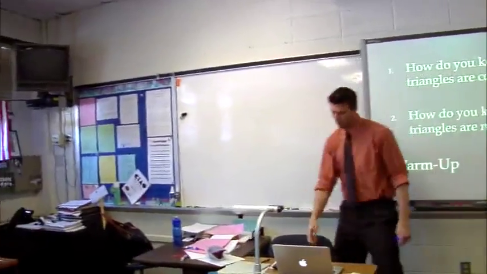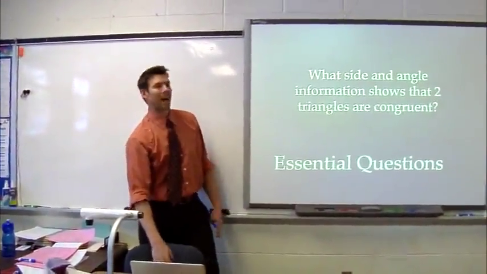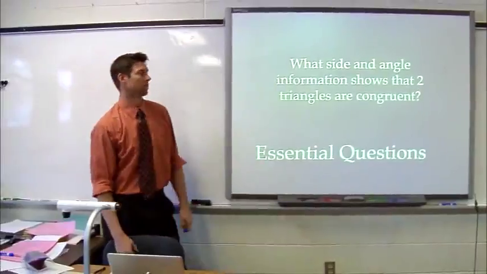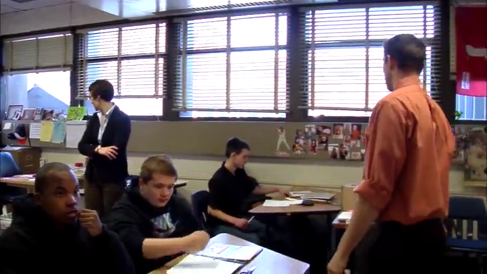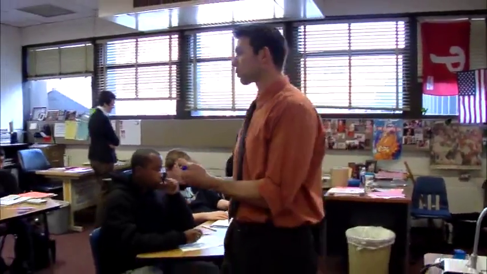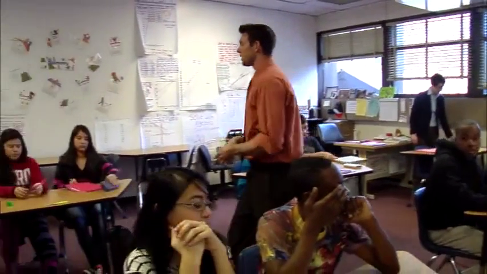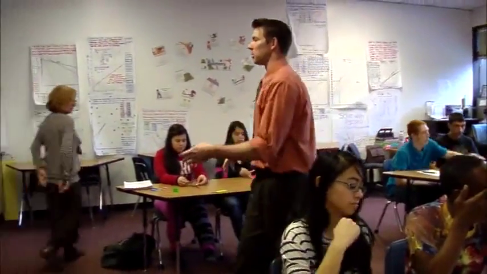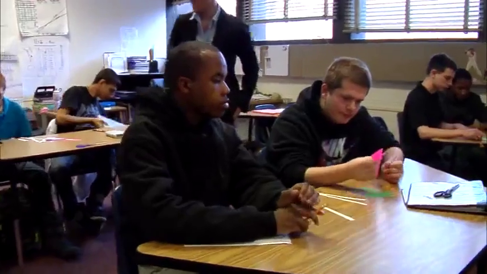Here's the question that we're going to try to answer by the end of class today. What side and angle information shows that 2 triangles are congruent? On your desks, Ms. Hennessy spent a lot of time organizing, getting these things ready to go. You're going to find white strips that have already been cut. You're going to find triangles that have already been cut. Here's what I need you to do. Right now, separate them, spread them out between you and your partner. You can put all of your other materials away.